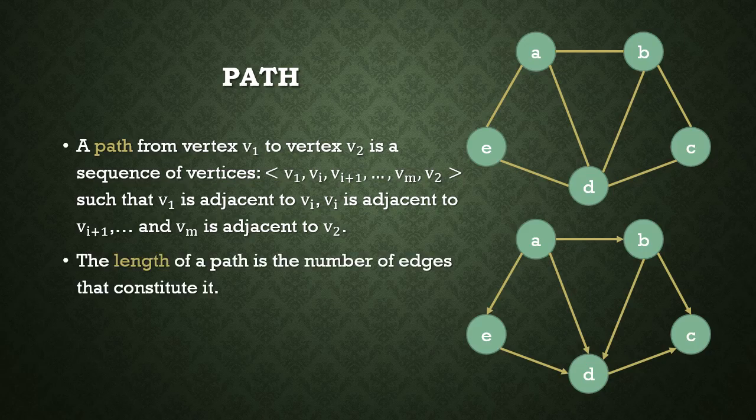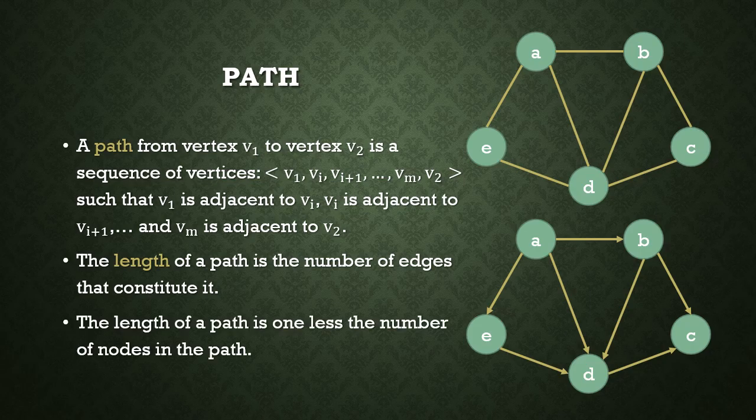The length of a path is the number of edges that constitute it. The length of a path is 1 less than the number of nodes in the path. So if the length of the path is 3, it will be composed of 4 nodes.